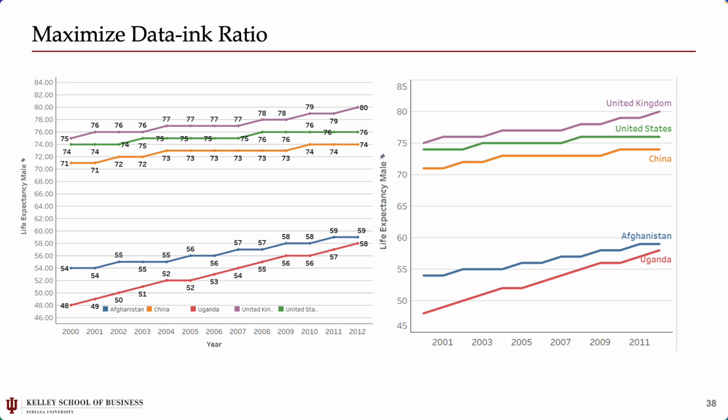Here's an example of a line chart before and after the data-ink ratio is maximized. So you can see how much cleaner the chart on the right is compared to the chart on the left without missing any important information.